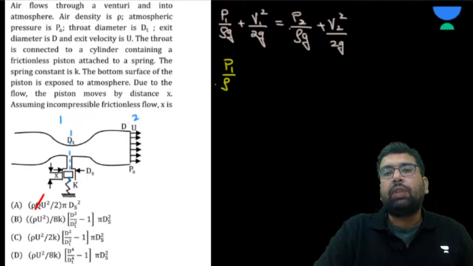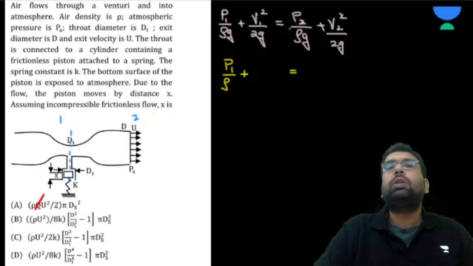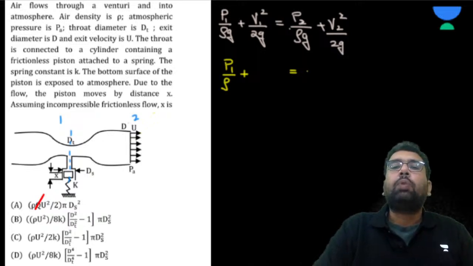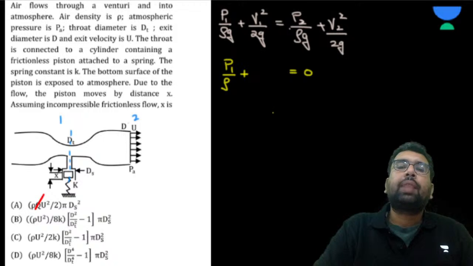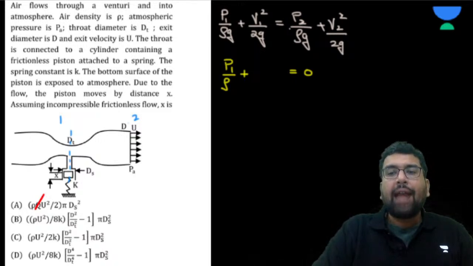Now what is this V1 square? Let me write it like this only, and I'll leave a space here. Then what is P2? I can consider this atmospheric because it is at the exit, so atmospheric I can consider 0. Why are you considering 0? When you consider atmospheric pressure to be 0, you get the gauge pressure. Gauge pressure means the excess pressure, and that excess pressure only will be exerting the force on the spring.